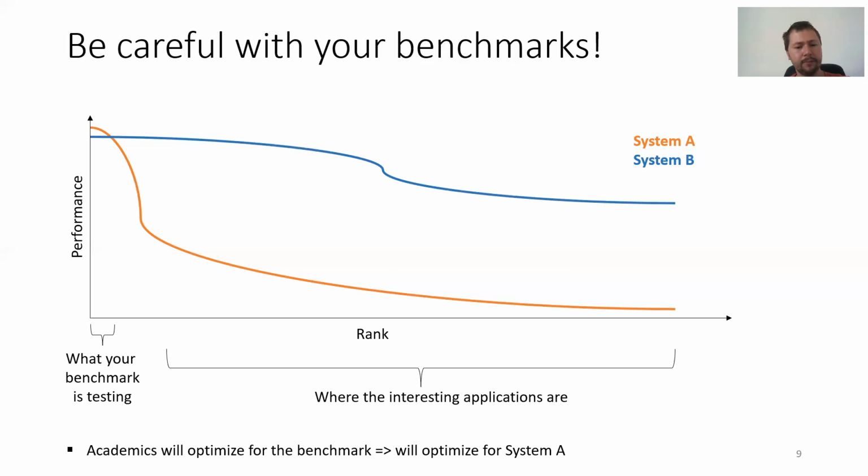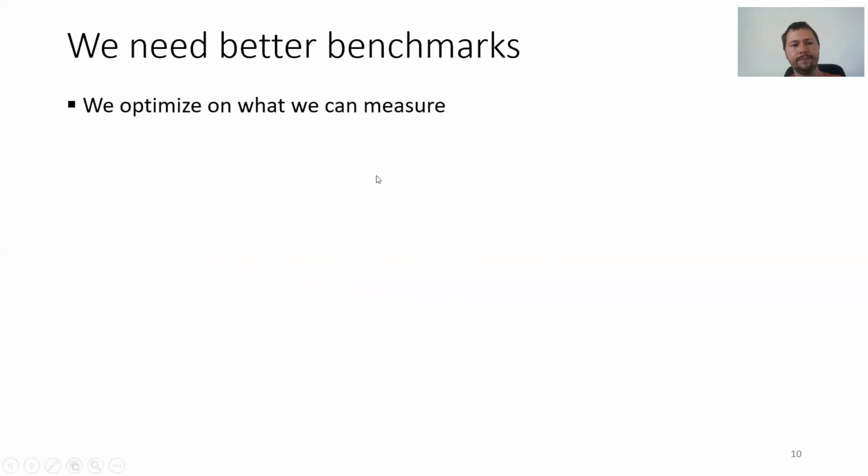academics will optimize for the benchmark. So when your benchmark is here, academics will optimize for the benchmark. So they will optimize for system A, while for any application, obviously you want to have system B. So what you need is a benchmark which does not only check the really small common thing for the short head, but which tries to test the long tail.